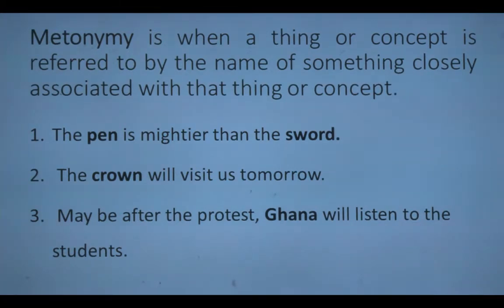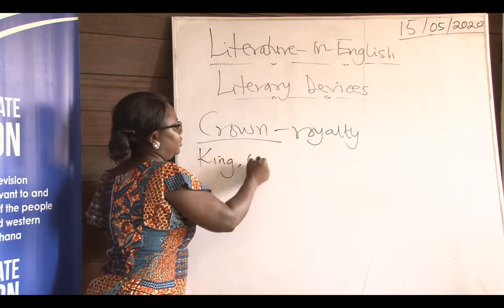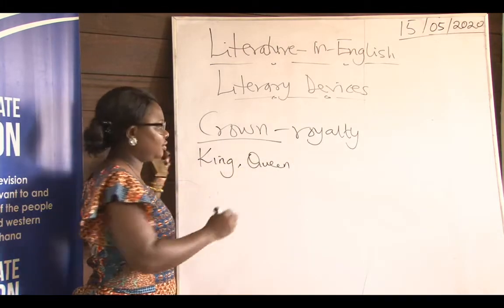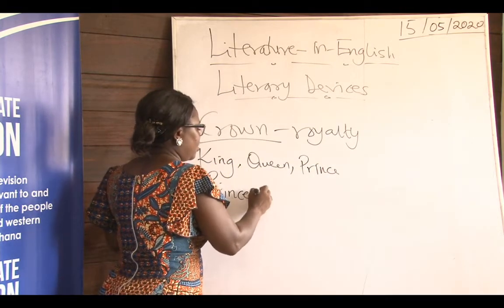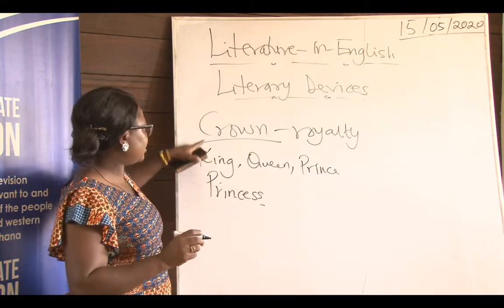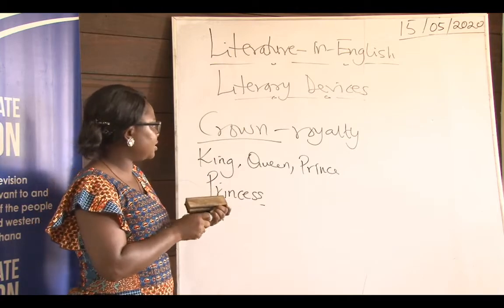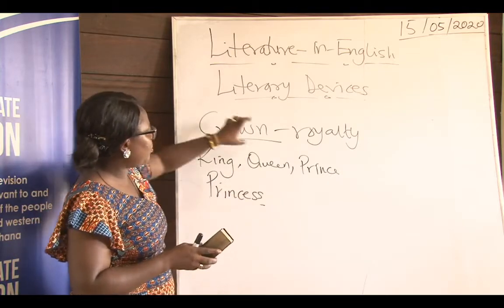The next one is, the crown will visit us tomorrow. Here, the crown is related to royalty. So it can be that we are talking about the king, the queen, the prince, or the princess. So anybody that has the crown as part of that person's habit, then we will say that we are referring to royalty.